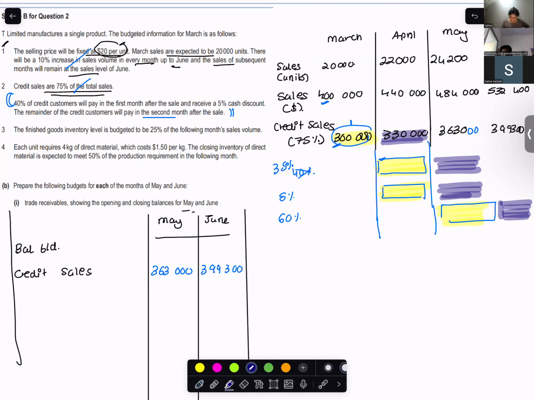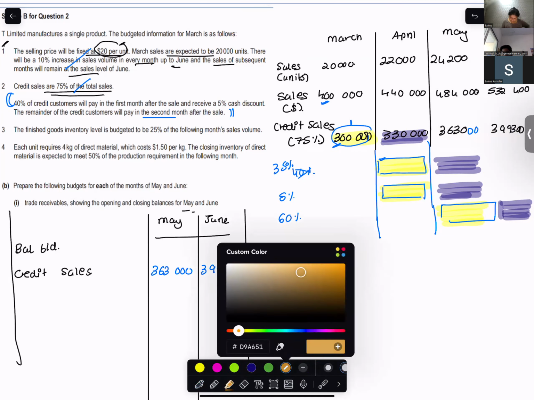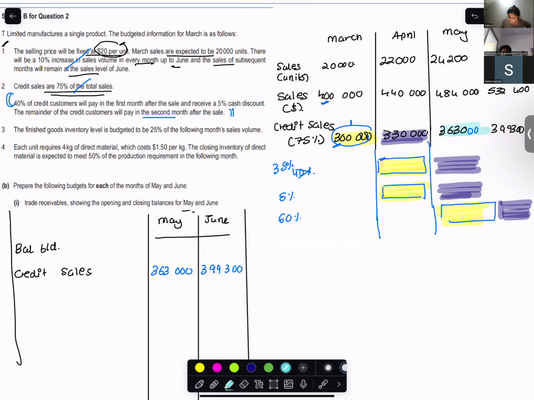What about the 363,000? We should get 35% in the next month, 5% cash discount, and then the remaining 60% the month after. Are you with me?